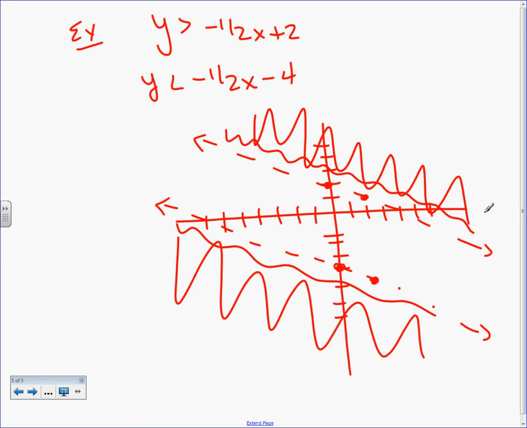Nowhere. How do we know for sure it's never going to overlap and we don't just need a bigger graph? They're parallel, right? If they're parallel and they don't overlap ever, what's your answer? No solution. Very good. Do you guys have any questions?